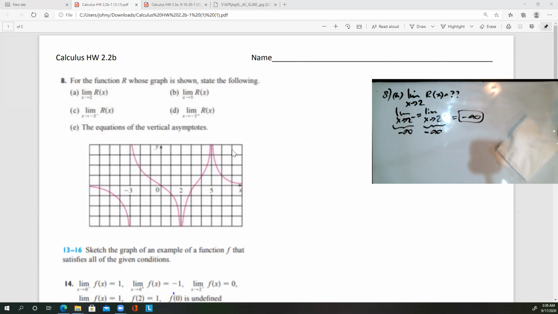Let's look at part B. What's the limit as x approaches 5? That means from both directions, because there's no plus or minus on the end. So from the left, it must approach positive infinity. As it approaches from the right, it approaches positive infinity. So this answer is positive infinity.